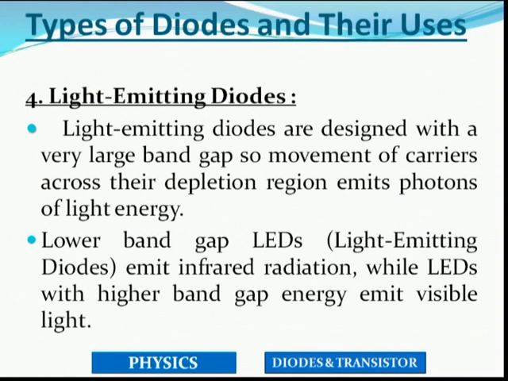Friends, whenever we apply energy to any material, it gives off that energy in one of two forms, either light or heat. Most devices give off the energy as heat, like the PN junction diode, Zener diode, etc. But the light emitting diode is the device which gives off the energy in the form of light. That's why it is known as a light emitting diode.